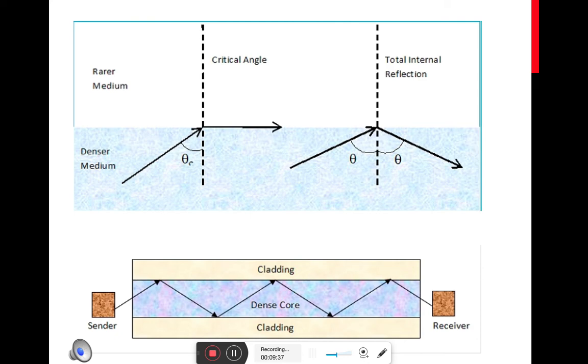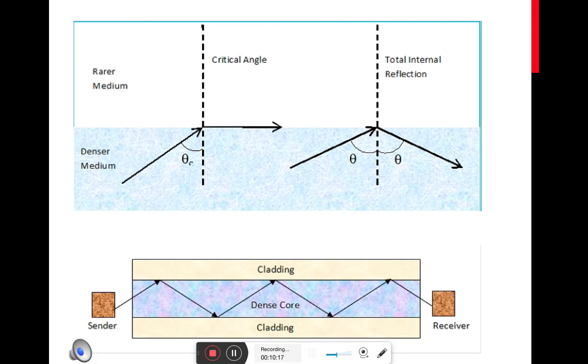Okay, so from the figure it is clear that there are two conditions for total internal reflection to take place. One is the incident ray should go from the denser medium to a rarer medium, and also this incident ray should be incident at an angle greater than the critical angle. So you can see from the figure, first figure shows when incident angle is equal to the critical angle, then the refracted ray passes through the boundary of separation between the two mediums. The second case is a total internal reflection case where the incident angle is greater than the critical angle, then the ray will be reflected back to the same medium in which it was incident.